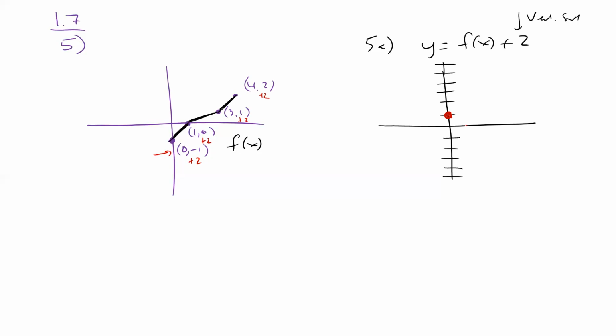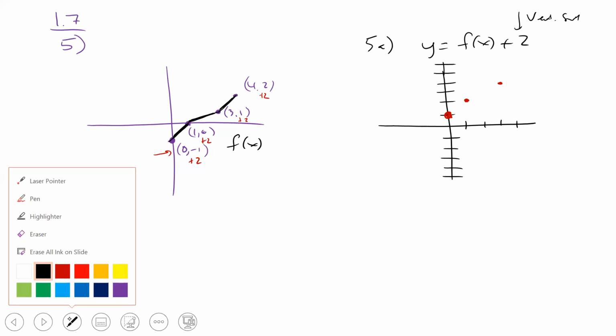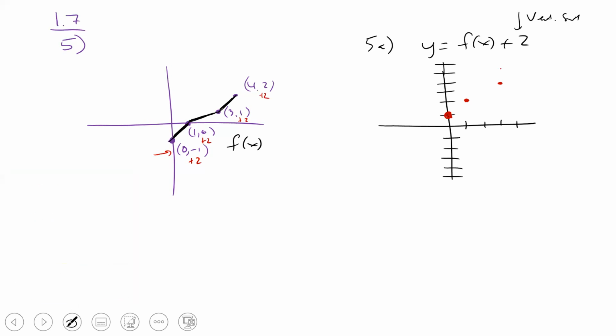All right, so this is now 1, 2. This is 3, 3. Let me put in the x: 1, 2, 3, 4. Yeah, there we go. And then 4, 4. Now that's where we're at there. So again, it's the same shape. Notice it does the same thing. It goes like this, like that, but now it's just 2 units higher.